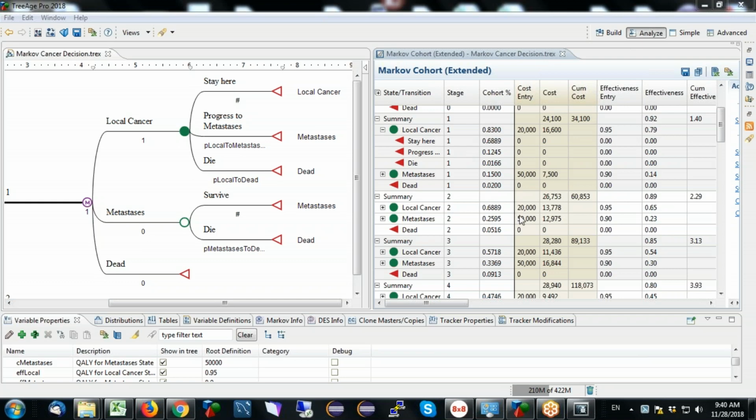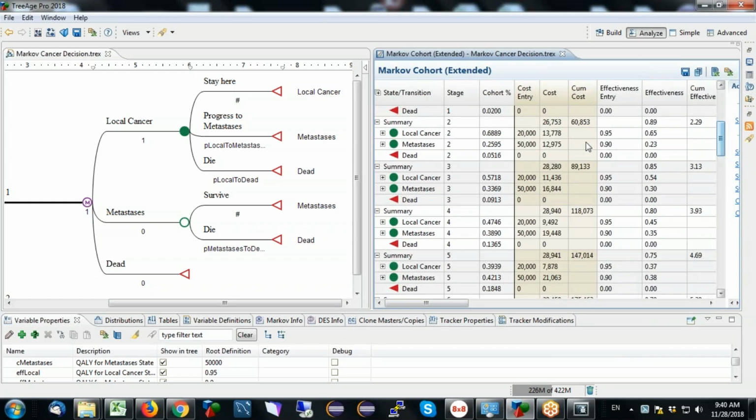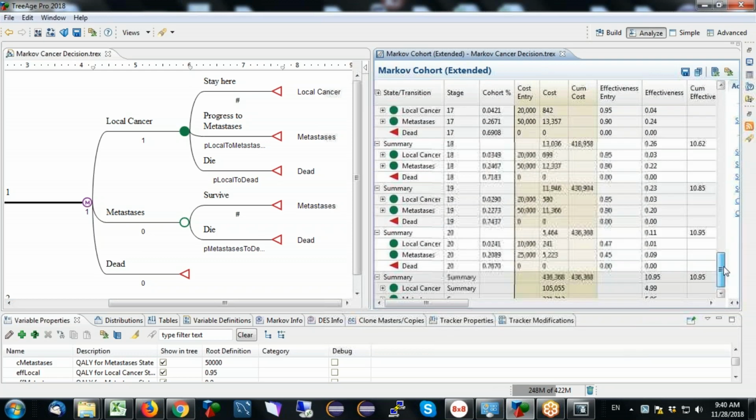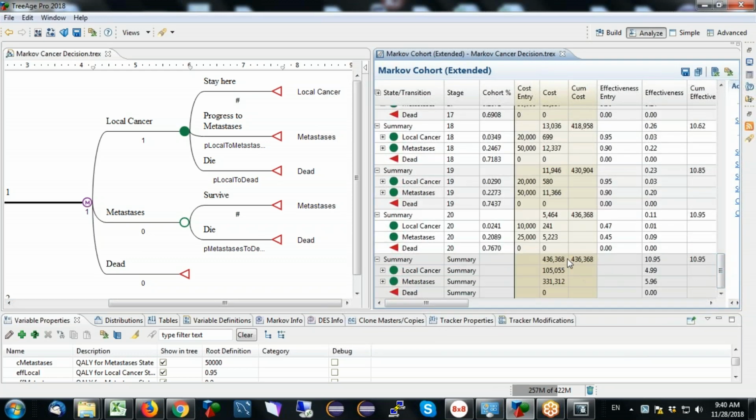Now, so that's a cohort model, and that's not all you need. As we accumulate them cycle by cycle, you see you're getting changing distribution of your cohort amongst the states cycle by cycle. And if we scroll down to the very bottom, we get the total cost and total effectiveness. And those were the values that were used for our cost effectiveness analysis. So that's how you get these values that are really the ultimate output from your model.